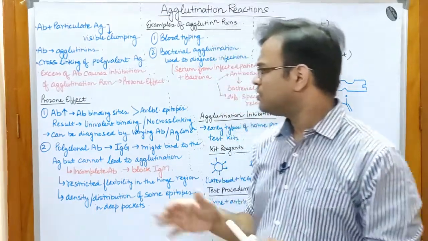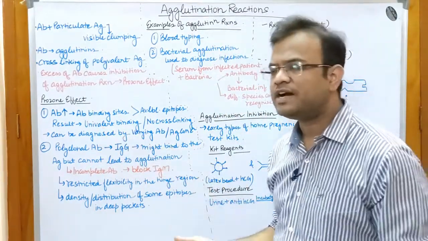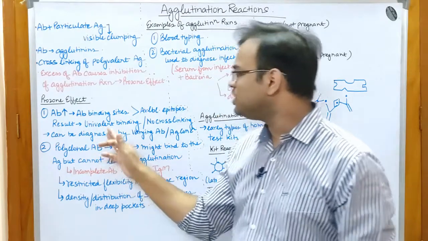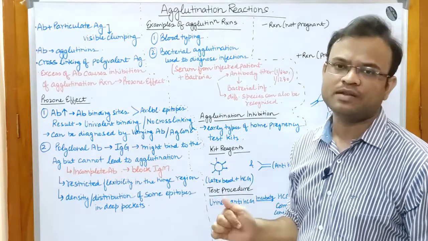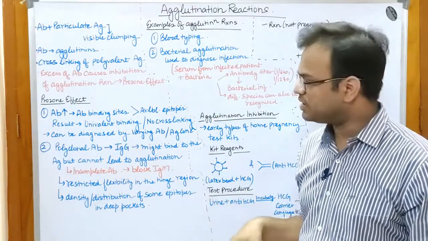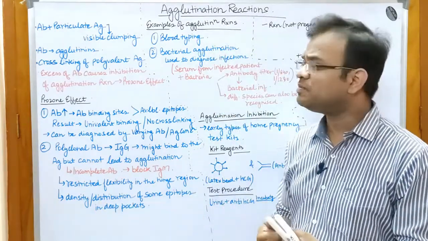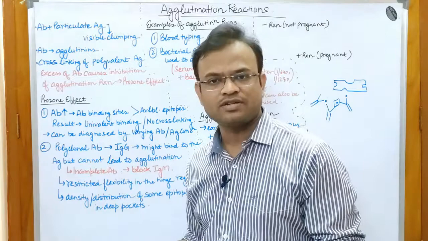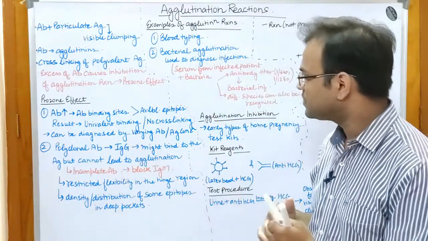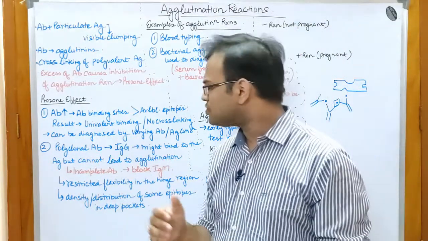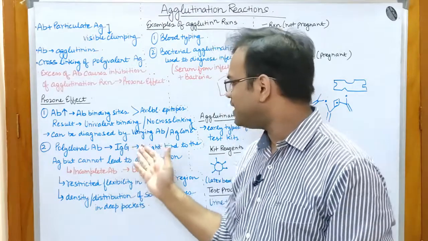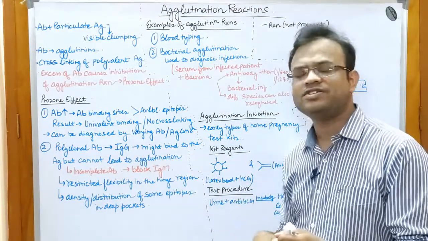So what we are saying is that whenever the antibody concentration is high, univalent binding or no cross-linking can be seen. If there is no cross-linking, ultimately what would be the result? There would be inhibition of the agglutination reaction. There would be no agglutination reactions. Okay, so how can you diagnose this? You can diagnose it by varying antibody or antigen concentration.